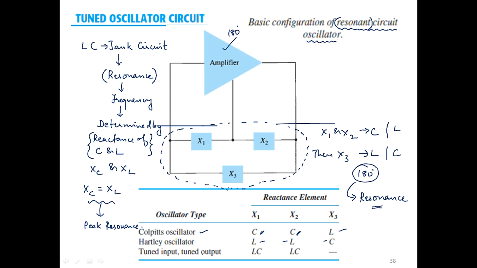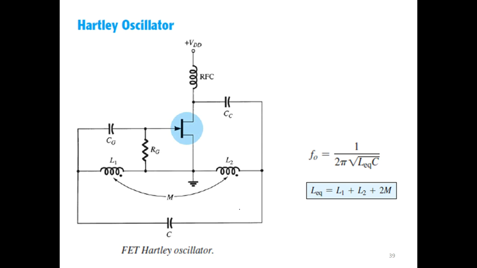If it is tuned input and tuned output, a combination, then we will be using LC as X1 and LC as X2 also, but this is more of a mixed kind of oscillator. We will be focusing on Colpitt's and Hartley oscillators in the coming slides. So let us first look at a Hartley oscillator. A Hartley oscillator can be constructed using a BJT, it can be constructed using a JFET, it can also be constructed using even a MOSFET.